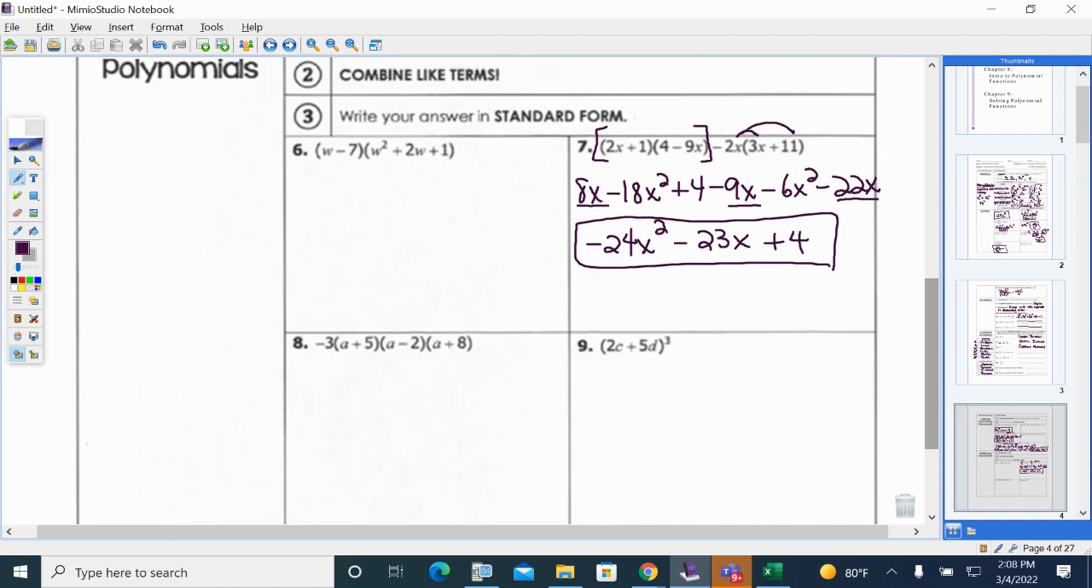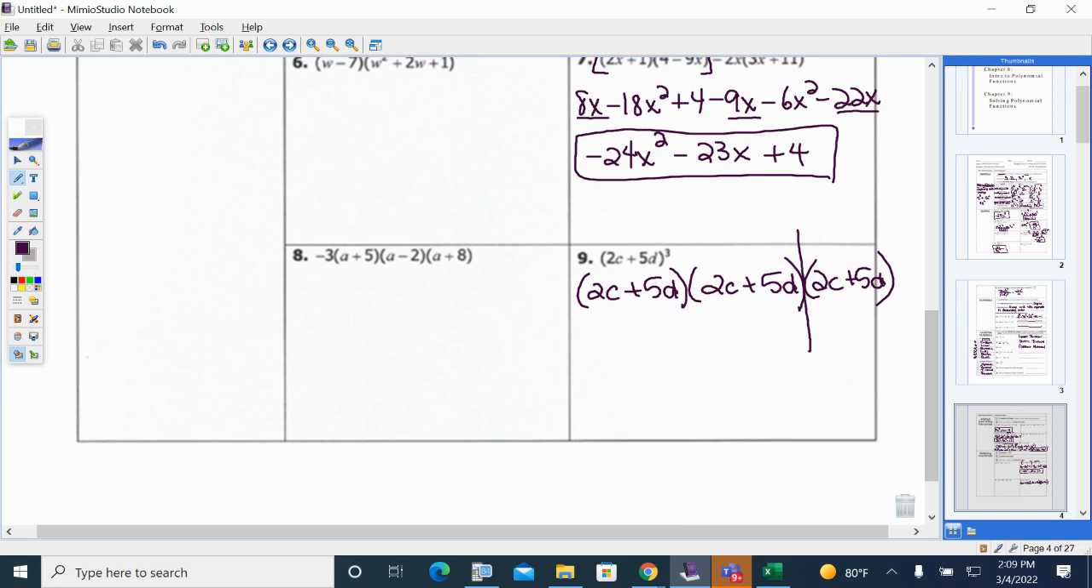The other one that I want to look at in this section is number 9. So 2c plus 5d being raised to the third power. So this means 2c plus 5d is being multiplied 3 times. Now, you cannot multiply all 3 of those at the same time. What you have to do here is just pick 2, do those first, and then take that result and multiply that times the next one. So I'm going to just start with these first 2.